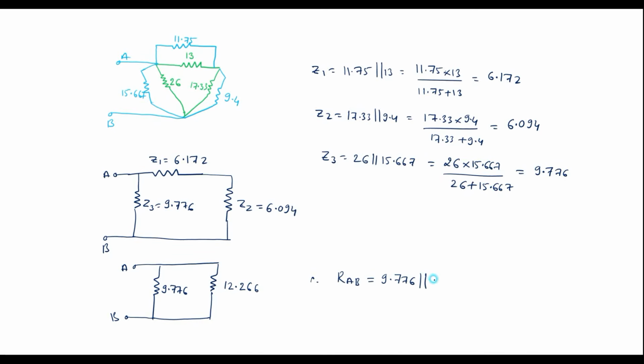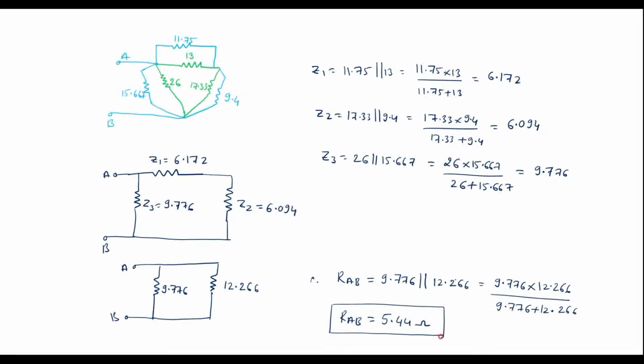So finally, the equivalent resistance between terminal A and B, say RAB, is equal to 9.776 parallel with 12.266, which is equal to 9.776 into 12.266 divided by 9.776 plus 12.266. It gives RAB is equal to 5.44 ohms. This is the equivalent resistance between terminal A and B.